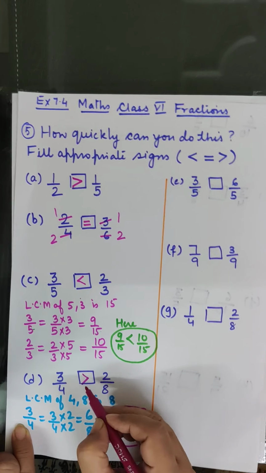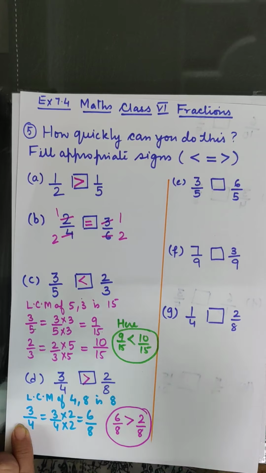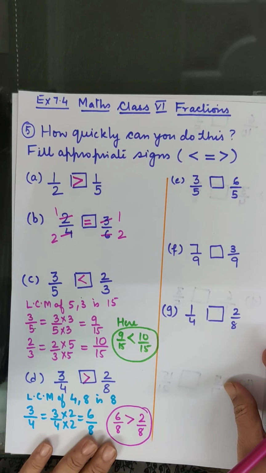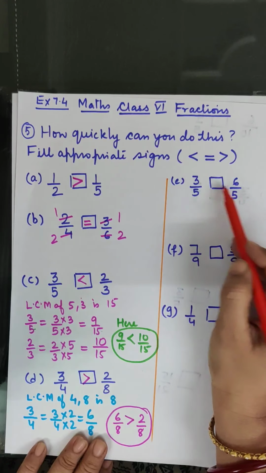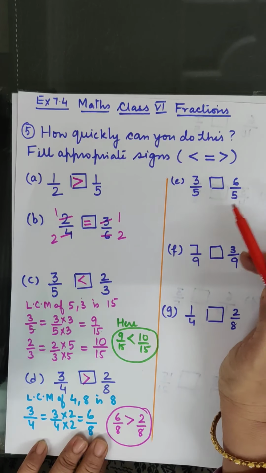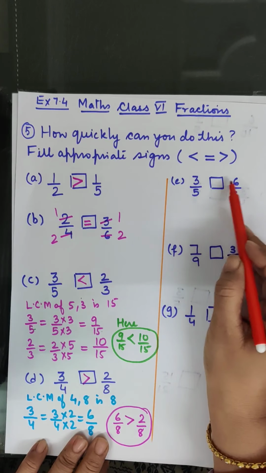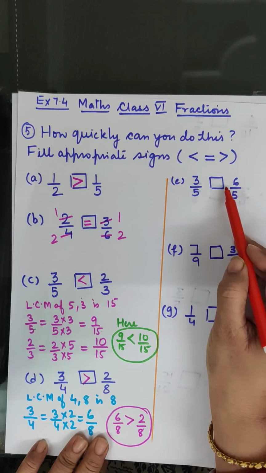So we put the sign of greater here. So 3 upon 4 is greater than 2 upon 8. Is this clear? Now coming to the E part. Here already these two fractions are like fractions. So we directly compare the numerators.